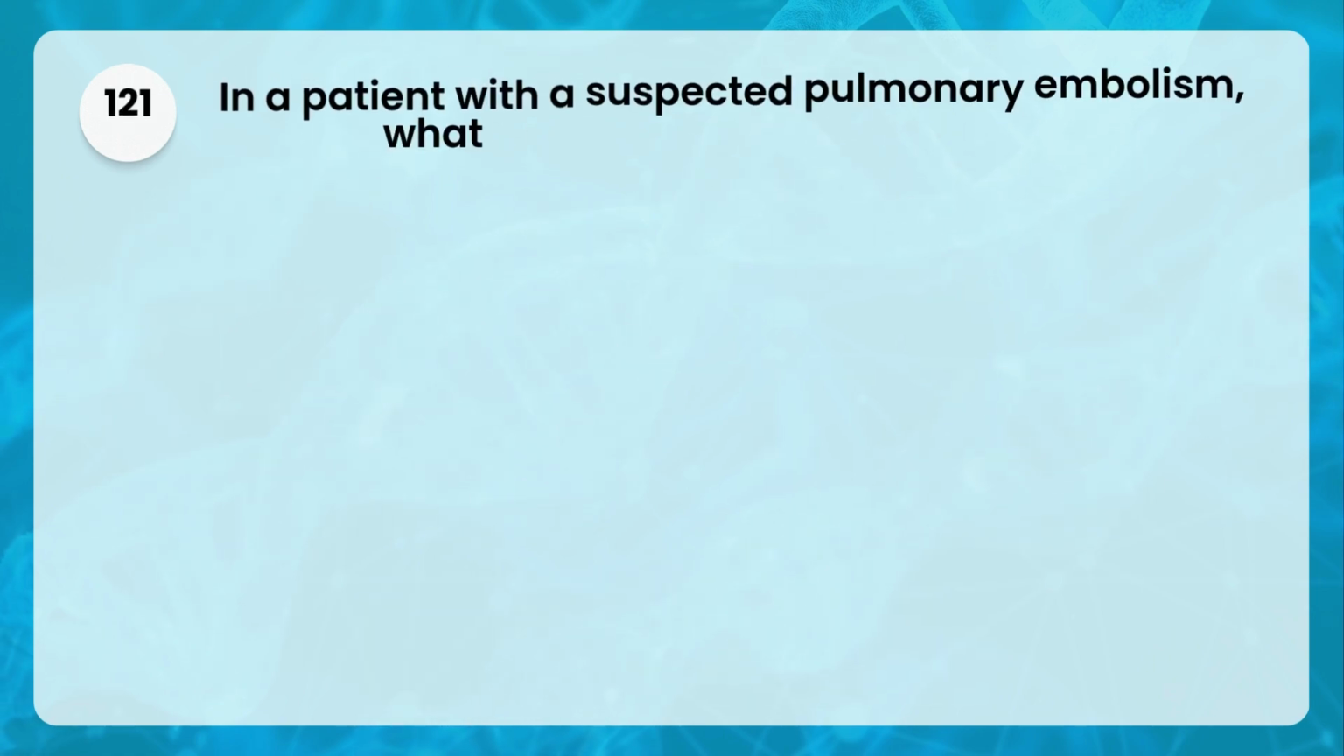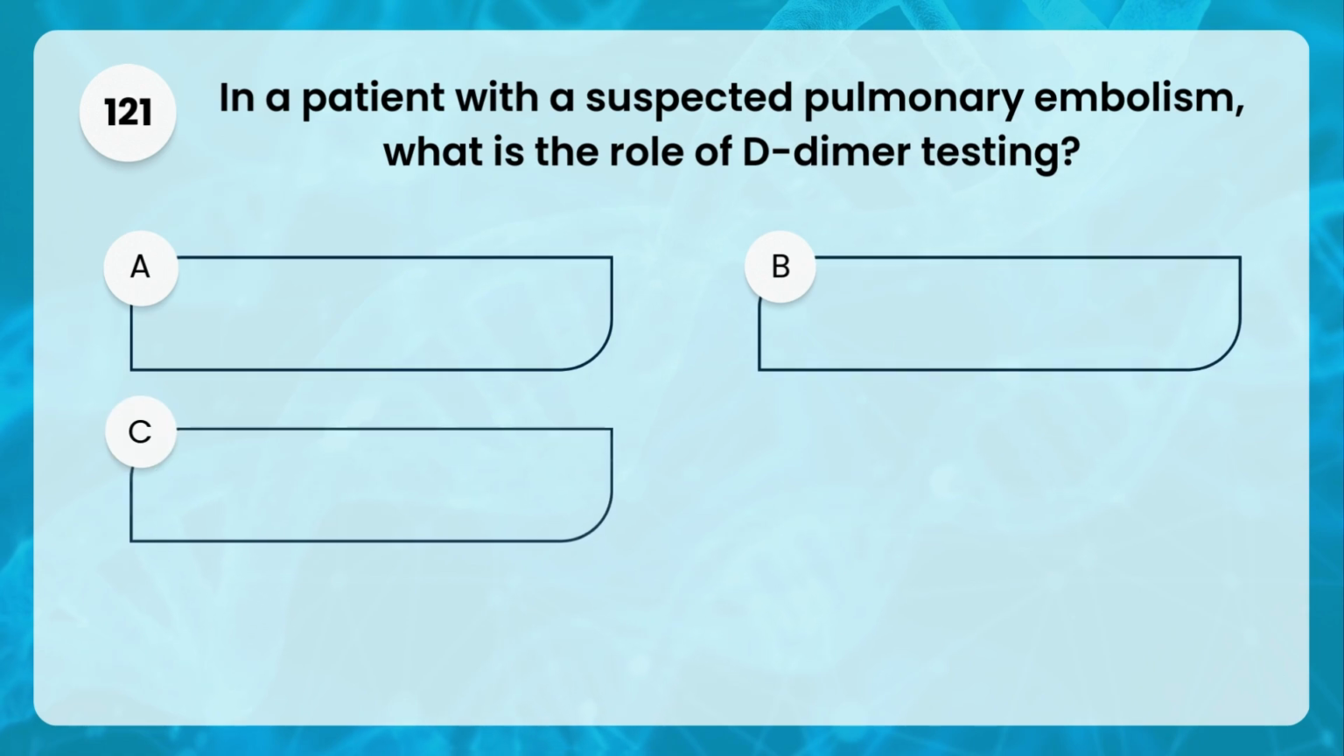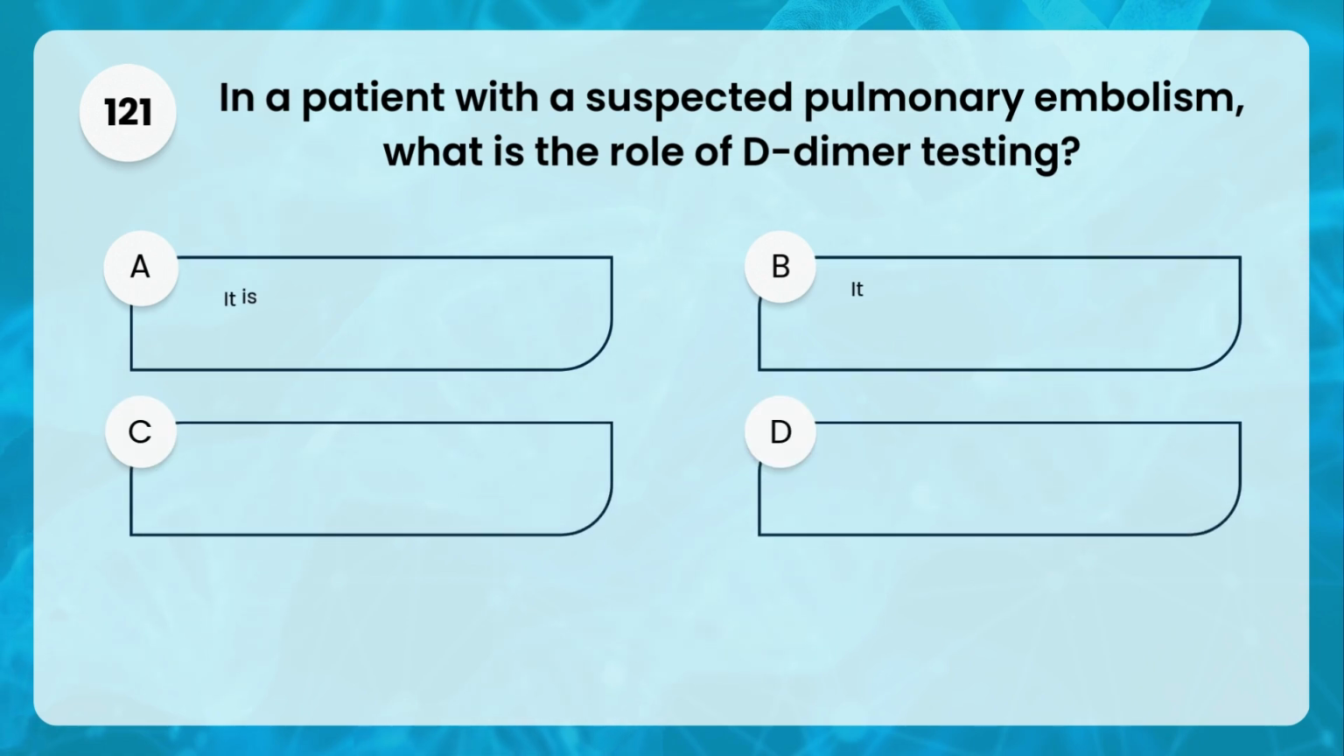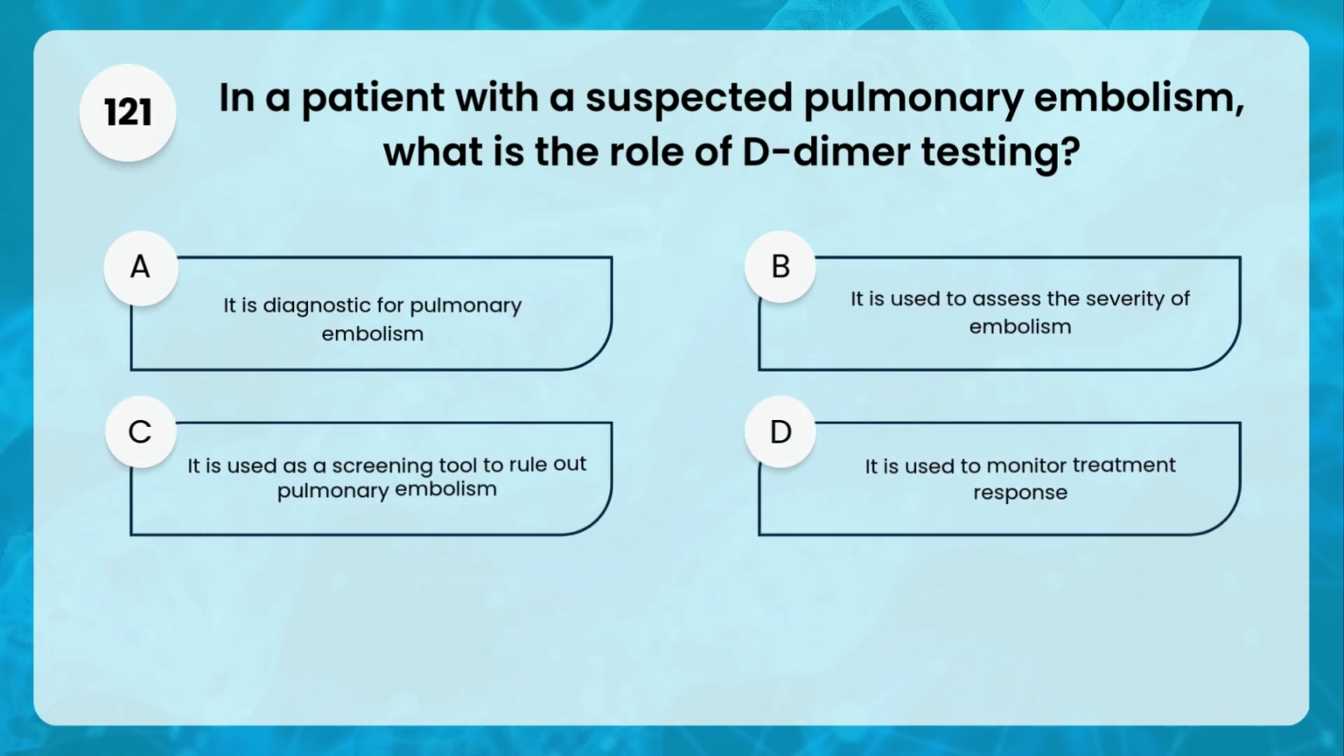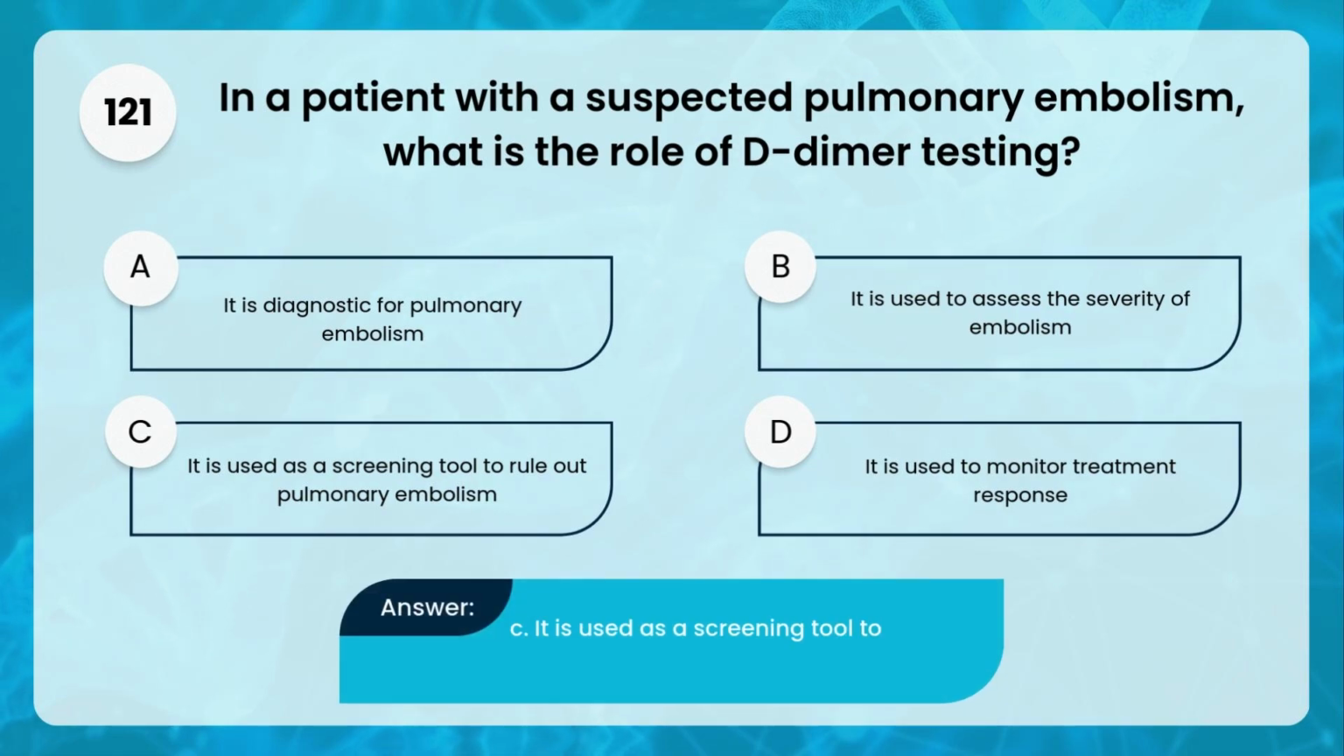Number 121. In a patient with a suspected pulmonary embolism, what is the role of D-dimer testing? A. It is diagnostic for pulmonary embolism. B. It is used to assess the severity of embolism. C. It is used as a screening tool to rule out pulmonary embolism. D. It is used to monitor treatment response. The answer is C. It is used as a screening tool to rule out pulmonary embolism.